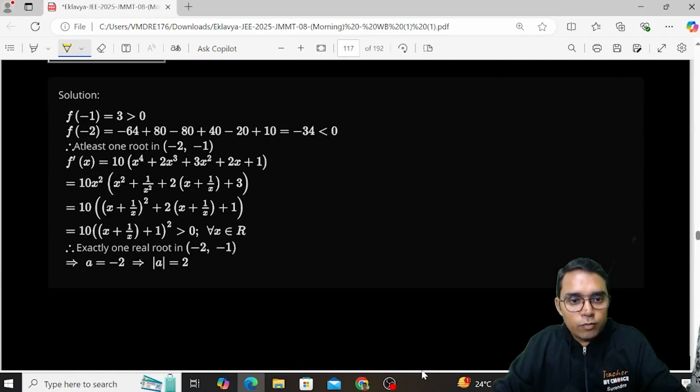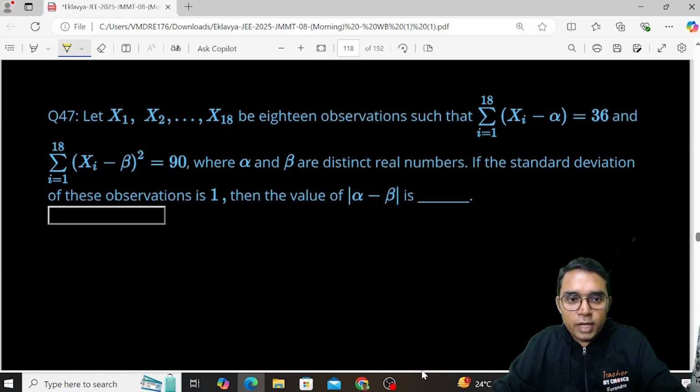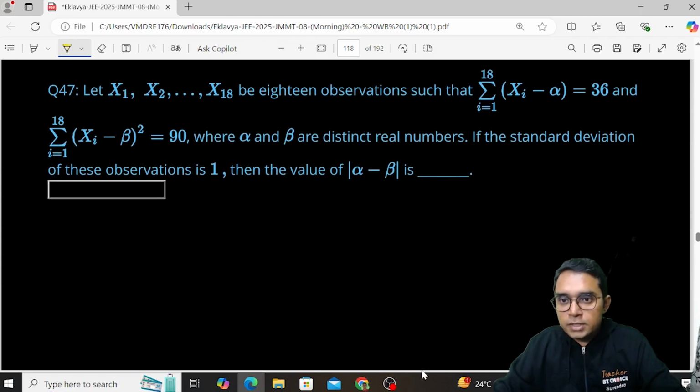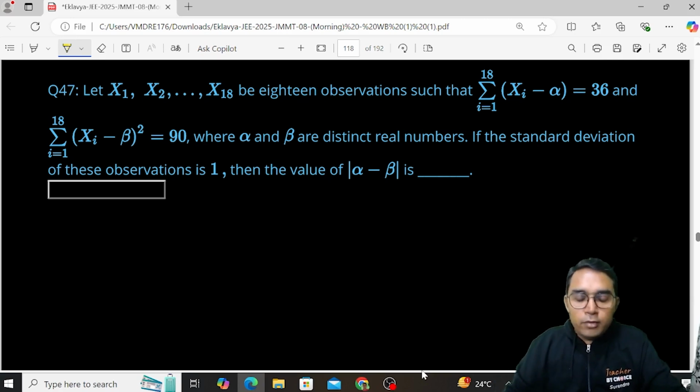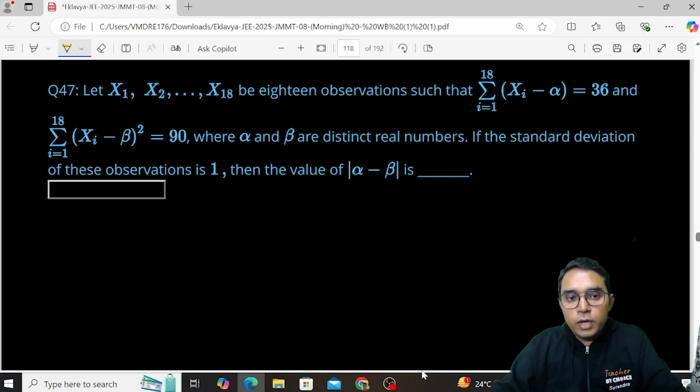Now coming to question number 47. Here we are given x1, x2, x3 and so on up to x18. There are 18 observations such that this sum is equal to 36 and this sum of squares is equal to 90, alpha, beta distinct real numbers. See, there is a property in standard deviation and variance that if you subtract each data point like x1, x2 up to x18 by a constant number, your variance doesn't change. So here, if I find variance for x1, x2 or I find for x1 minus beta, x2 minus beta and so on, then also variance will be the same.